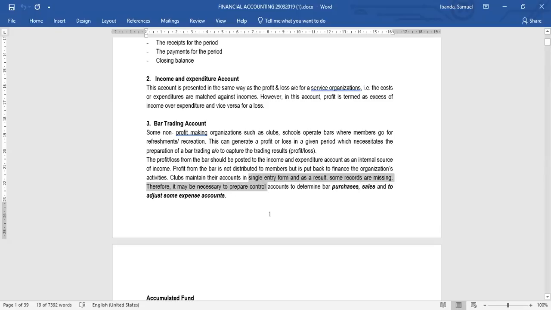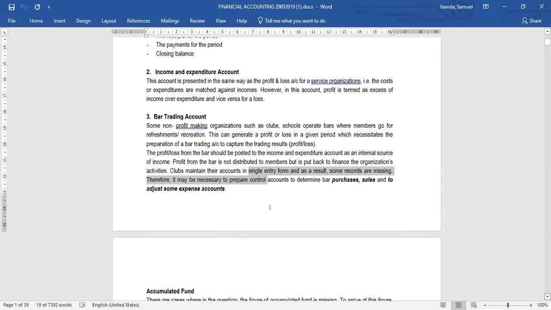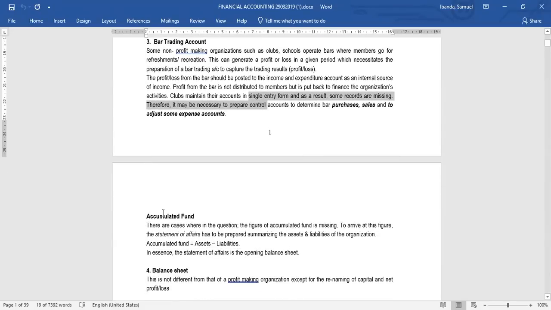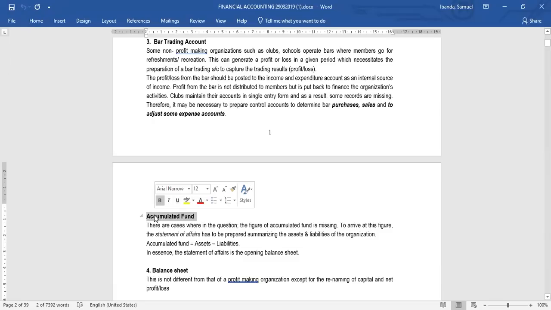Yeah, so we'll see how that exactly happens. We've already spoken about accumulated fund, and we say that this is the capital when it comes to non-for-profit. And here we are saying that there are cases where, of course, in a question, they may not give you the accumulated fund, okay? And in this case, to arrive at that accumulated fund, you may need to prepare what we call a statement of affairs.